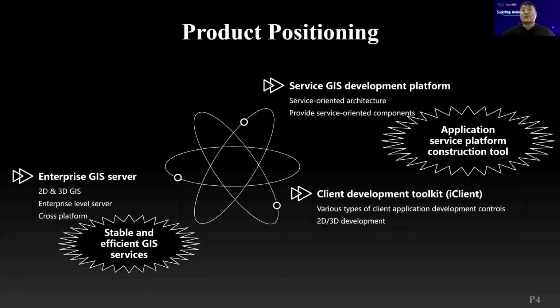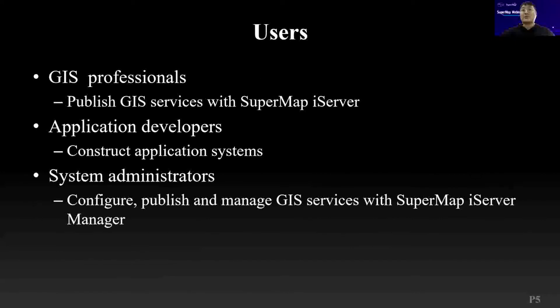And iServer's target users can be the GIS professionals. They can publish GIS services with SuperMap iServer, and they can be application developers. That is, after we publish the service, when we do our own GIS application, the developers need to use iServer often, and they need to check the API. They may need to manage the service and then construct their own application systems.